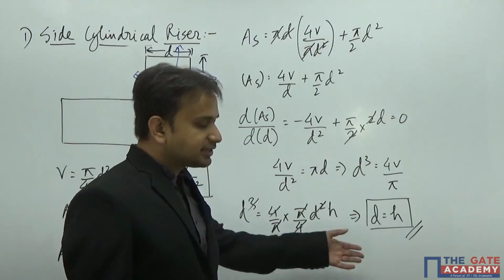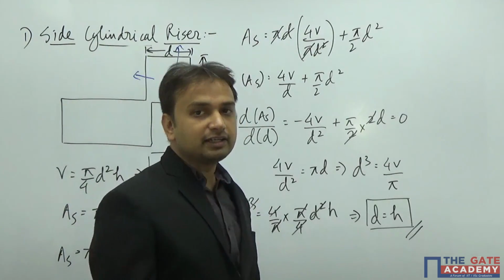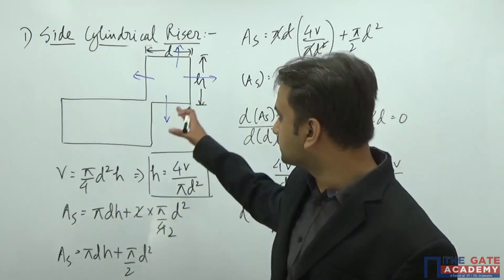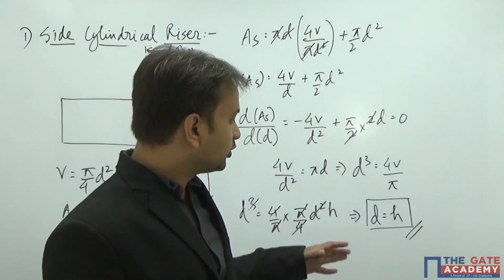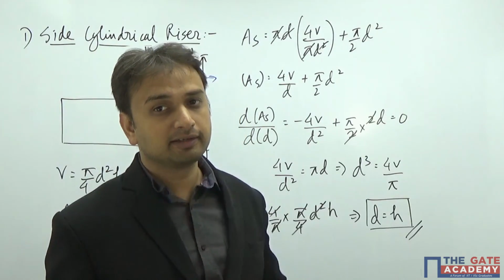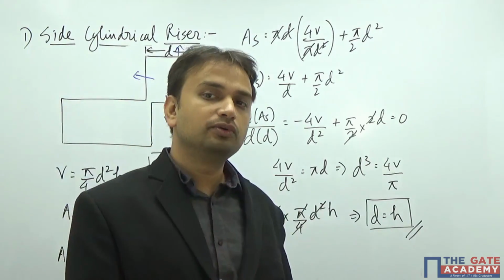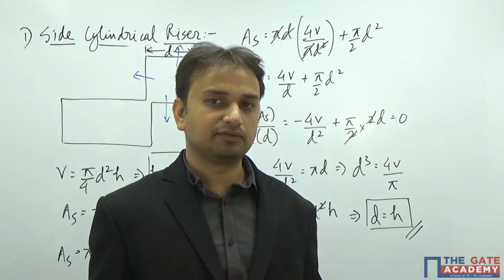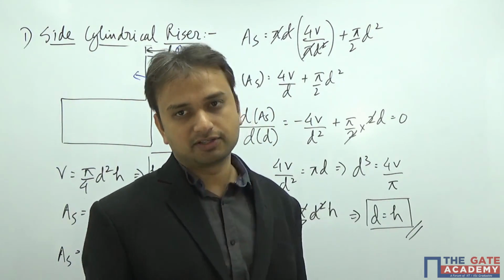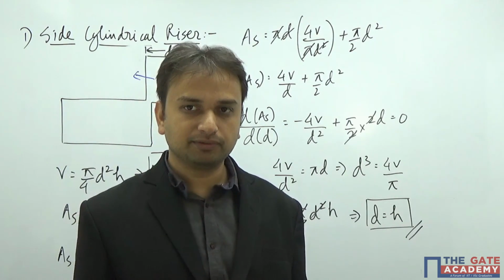So what does it signify? It signifies that in case of a side cylindrical riser, which looks something like this, if this is your riser, then what is going to be the relation between diameter and height in order to reduce the surface area, to make it minimum, to minimize the surface area? This is going to be the relationship. I hope that you have understood. Yes? Very good. We have seen the concept of minimization of the surface area for top cylindrical riser and side cylindrical riser.